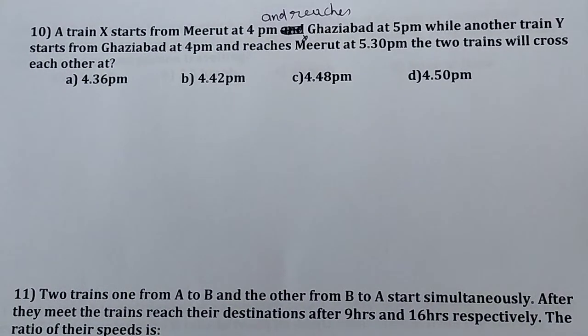Right. A train X starts from Meerut at 4 p.m. and reaches Ghaziabad at 5 p.m., while another train Y starts from Ghaziabad at 4 p.m. and reaches Meerut at 5:30 p.m. The two trains will cross each other at what time?